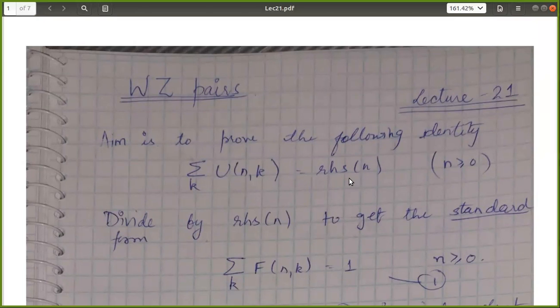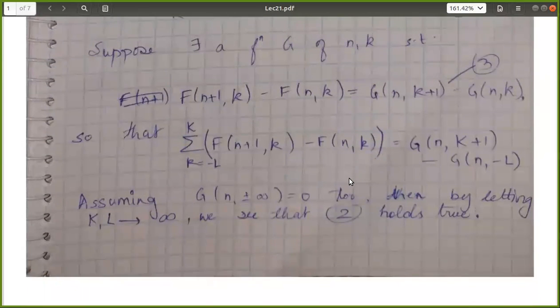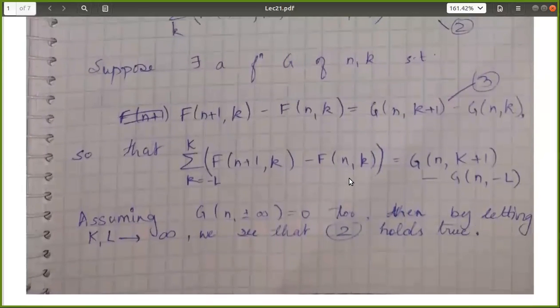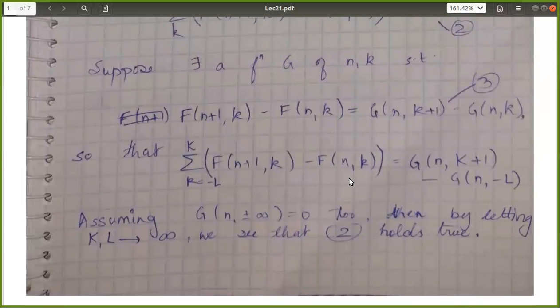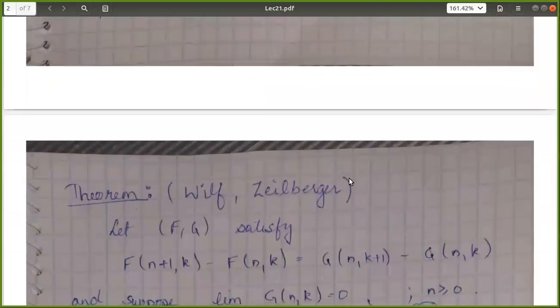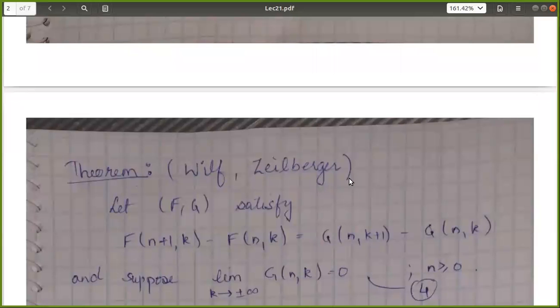Great. Now we move further and see what all we have assumed and for how long we can keep it. So this is the Wilf-Zeilberger theorem.